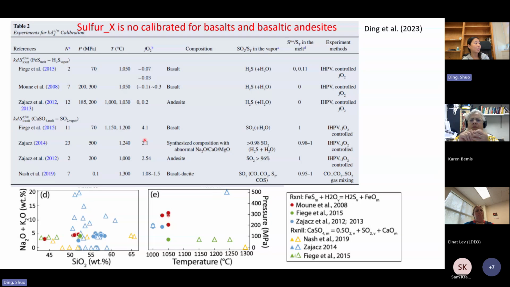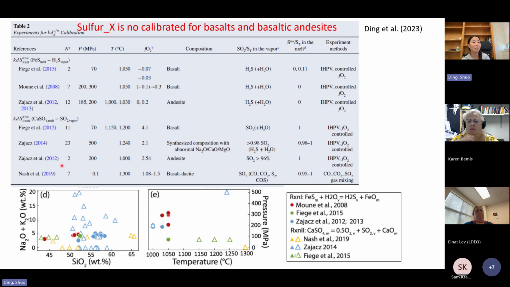And then this is a table in the paper. The important thing is sulfur X is now, sorry, this is the table. It's now calibrated for basalts and basaltic andesites. So these are all the experiments that go into the calibration.